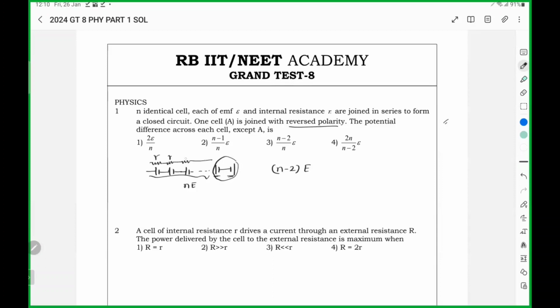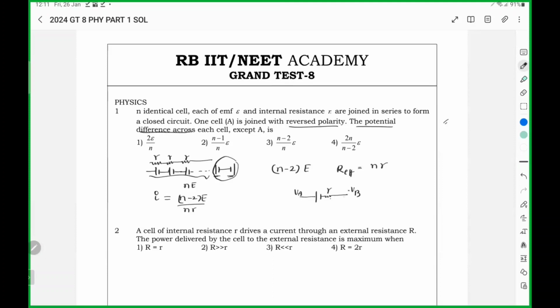The resistance of each wire is R. They are connected in series. Effective resistance will be nR. So here the current through the closed circuit is nothing but (n minus 2)E by nR. Now the question here is the potential difference across each cell. So here each cell has an internal resistance R.